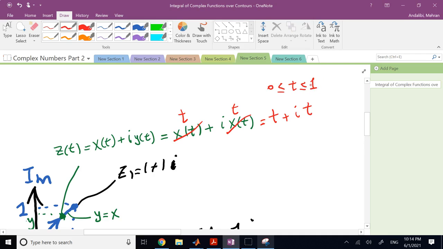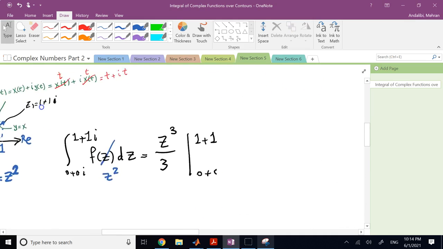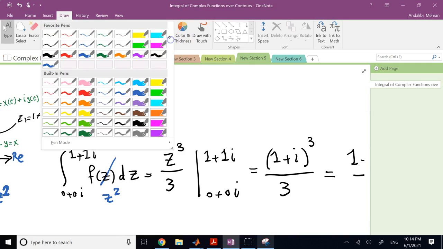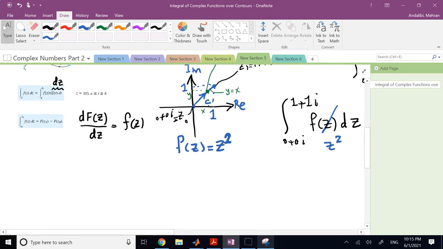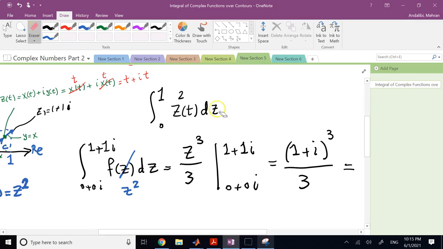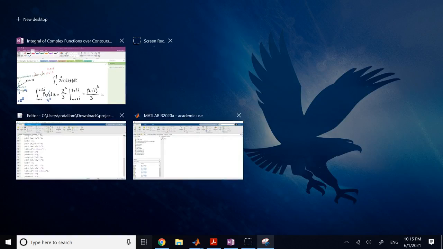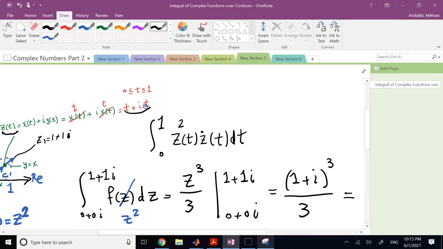Okay? And so now if I want to do this integration using the parametric method, then this is the integral from the initial value of t to the final value of f of z of t times dz. Or you can say z prime of t dt if you want to go with this formula. Doesn't matter. So let me do it with that formula, z dot of t dt, where z clearly itself is equal to t plus it.